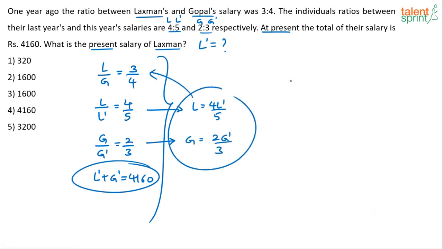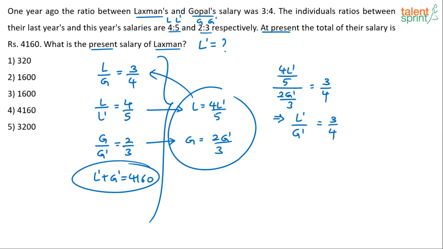So what is L by G? L by G will become 4L dash by 5 whole divided by 2G dash by 3 equals to 3 by 4. Now I need to simplify this. You're getting it? Simplify, what do we get? So we get L dash by G dash equals to, understand, I'm directly writing the step here, but you know what happens behind that, right?